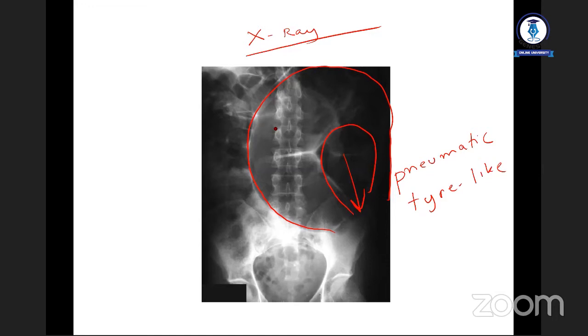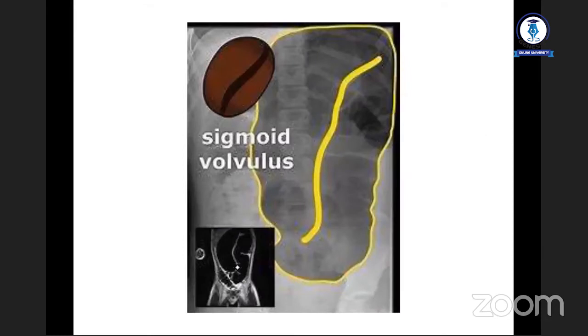You can see the bowel is very distended. You also may get other features of intestinal obstruction, like air fluid levels, multiple air fluid levels. But usually, this is the pneumatic tire-like shadow. This is something which tells us that this is sigmoid volvulus. Similarly, if the patient had a cecal volvulus, it would have been something like this, just in the opposite direction. Again, another picture of the sigmoid volvulus.